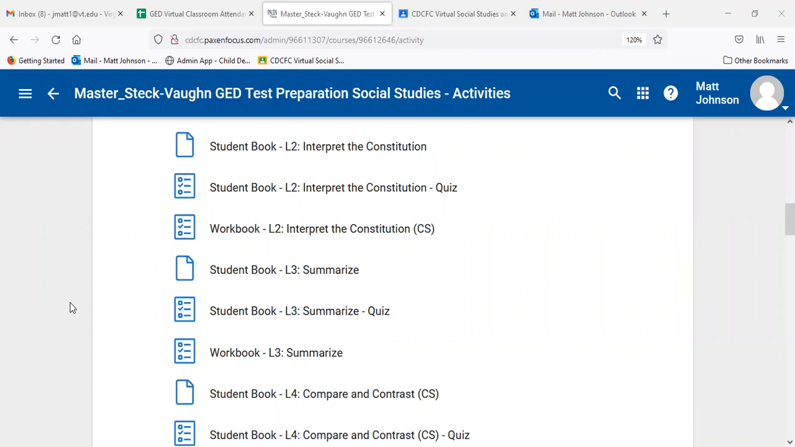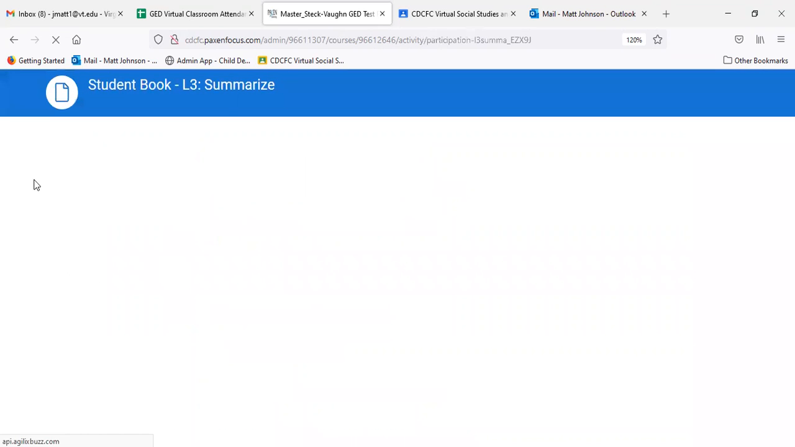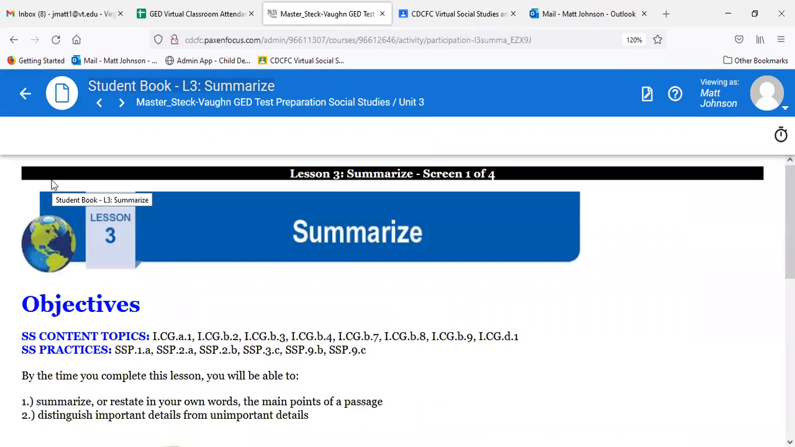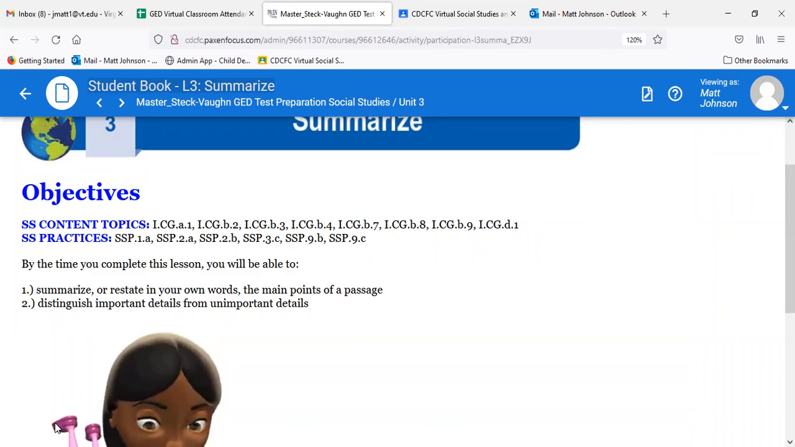Lesson 3, summarize. Again, it's something that we've seen a few times. And as I just mentioned, we're going to apply a new skill set by doing a little bit of writing today. By the time we complete this lesson, we'll be able to summarize, restate in your own words the main points of a passage, and distinguish important details from unimportant details, which is the entire gist of summarizing, right? It's blocking out the noise and just getting to those main points.